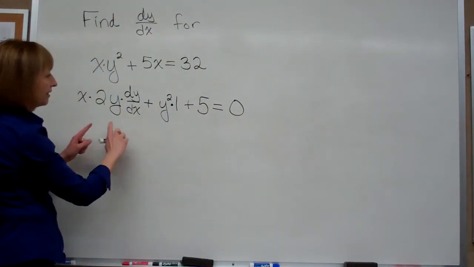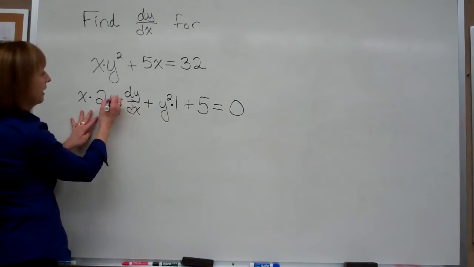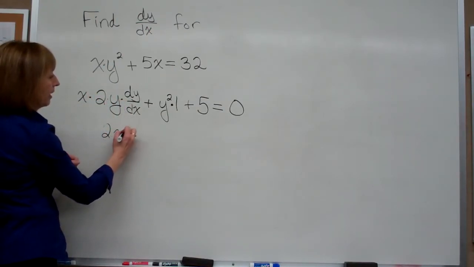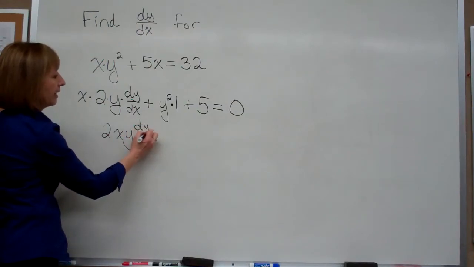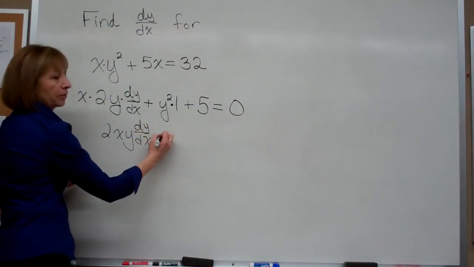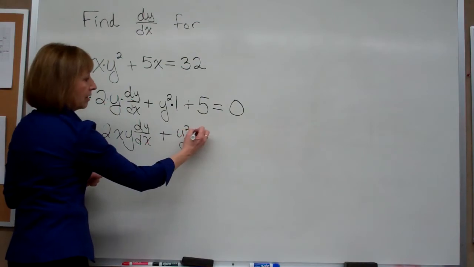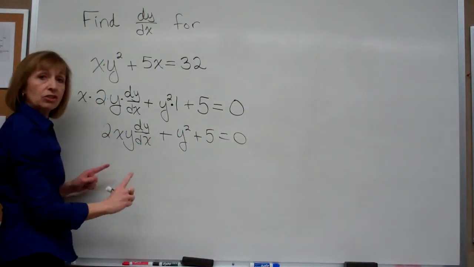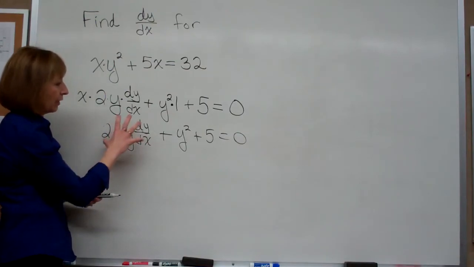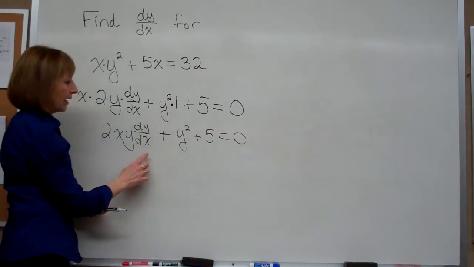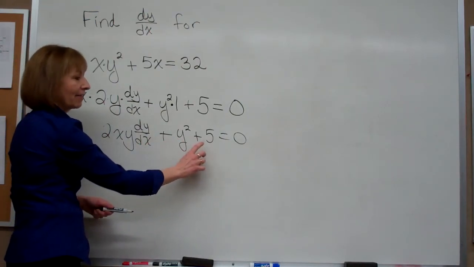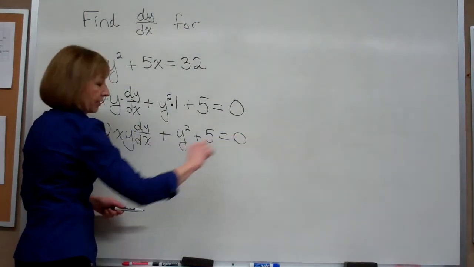Once we have this and we want to rewrite it a little bit, multiplication here is commutative, so I can change the order. I have 2xy dy/dx plus y squared plus 5 is equal to 0. And I want to solve for dy/dx. So I look for all the terms that have dy/dx in it. The first term is the only one that has a dy/dx in this problem. And then any term that doesn't have a dy/dx, I want to move to the other side.